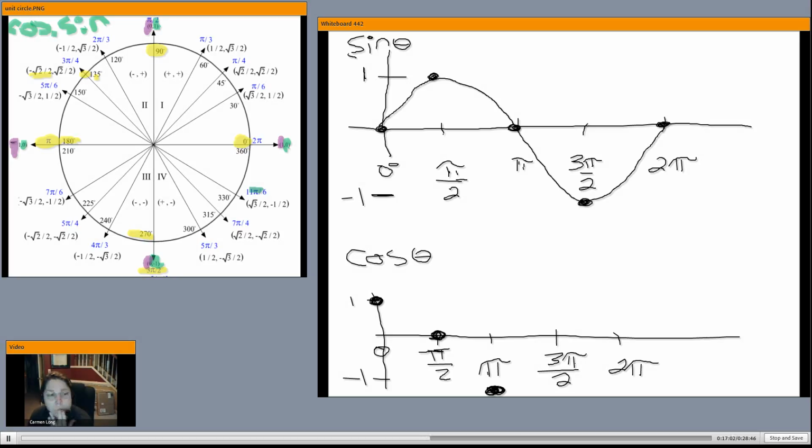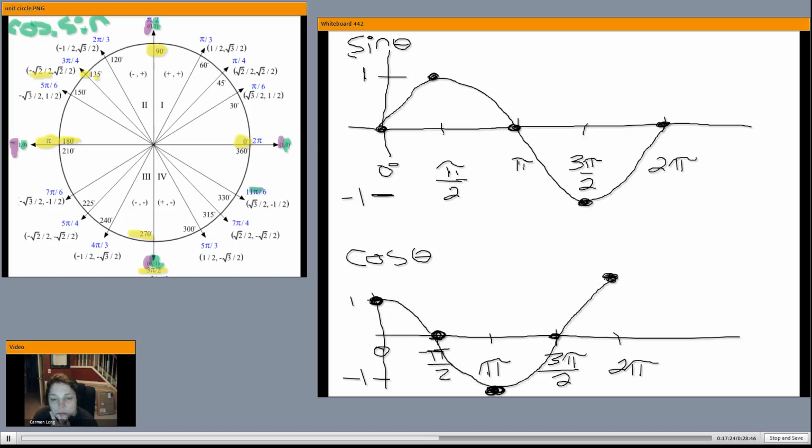Whew. Okay. Anyway, so 3 pi over 2 is 270 degrees, and our cosine is 0. And at 2 pi, or 360, or 0, it's all the same, they're coterminal, our cosine is a value of 1. So there we got our parent cosine graph.